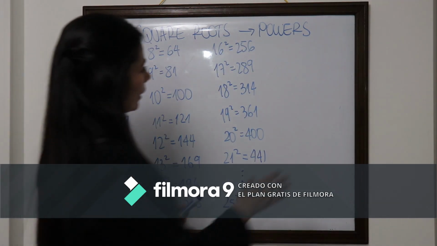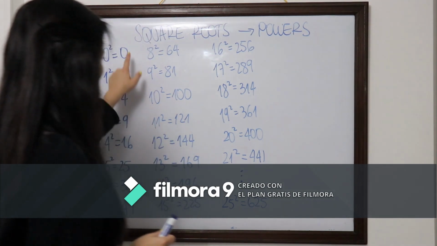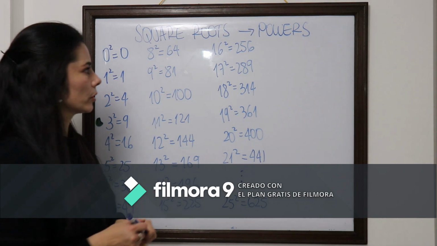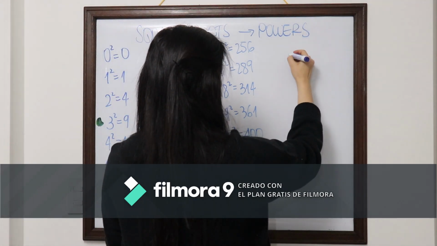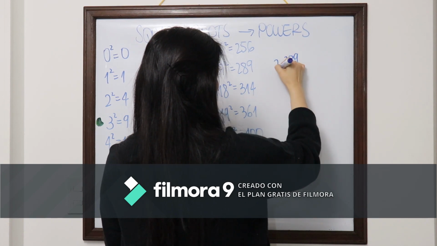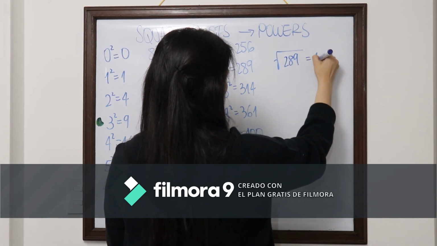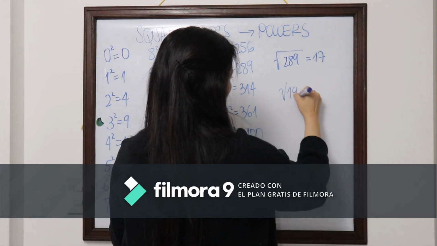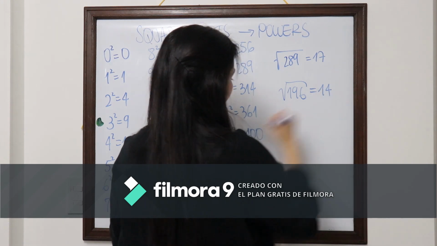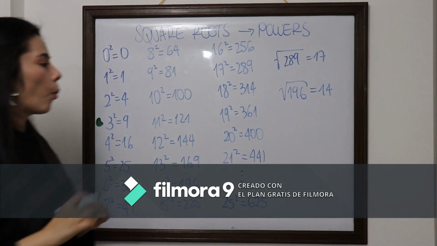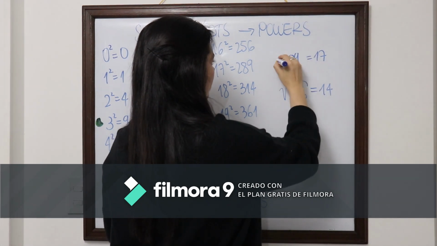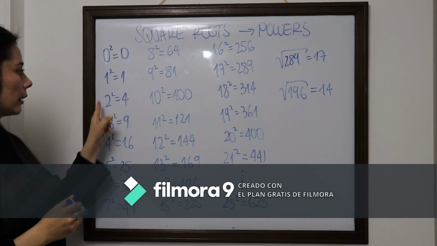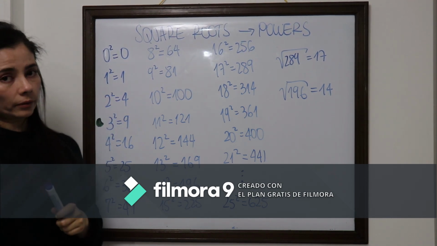Now, what we need to understand is that all these numbers are going to be the squares, and they actually have a square root. So I can definitely say, you know what? Well, the square root of 289 has to be 17. Or I can say the square root of 196 is actually 14. Right? What do we need to keep in mind here? Well, that these squares are that number times itself, right?